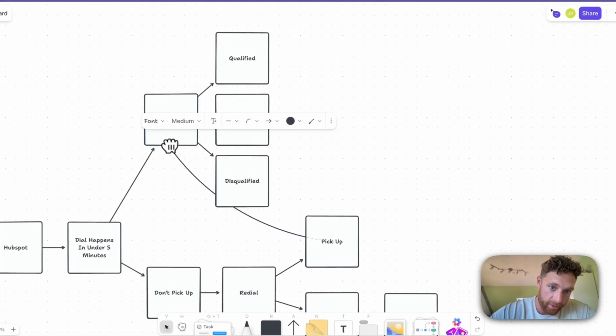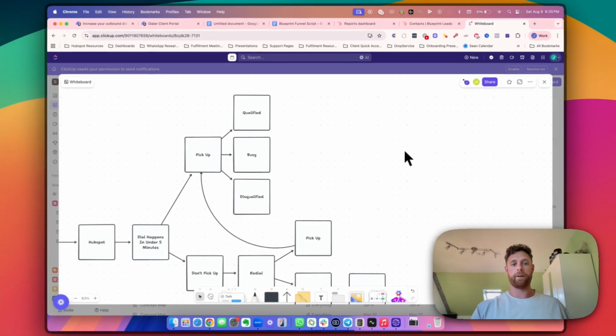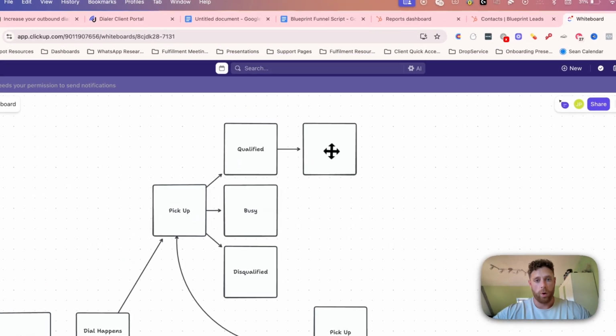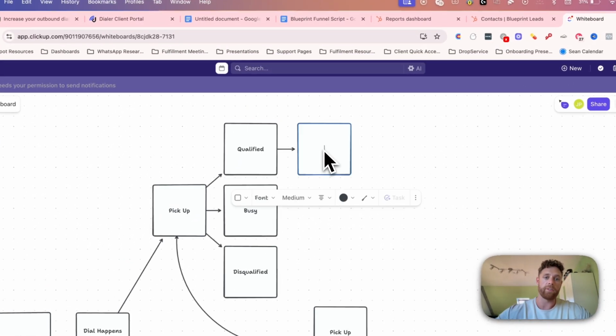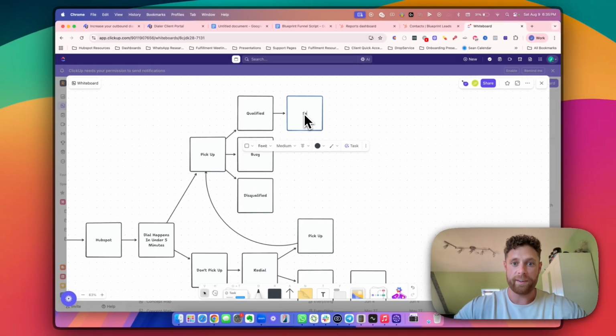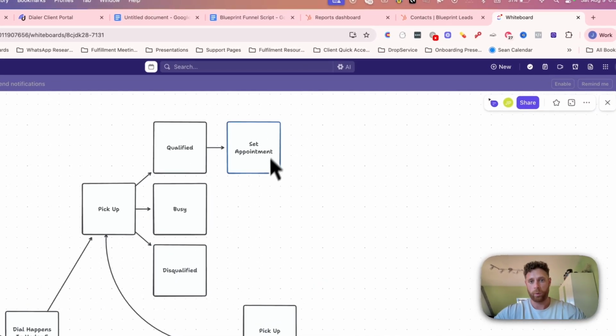Now I'm going to pop this guy back up here and drag this over here. So we dial them under 5 minutes. We redial. Eventually they pick up or they don't. If they do pick up, they fall into one of the following buckets: qualified, busy, or disqualified. So if they are qualified, what are we going to do with them? Well, we need to set an appointment. And a lot of fall-off happens here, so again, we're going to capture this.